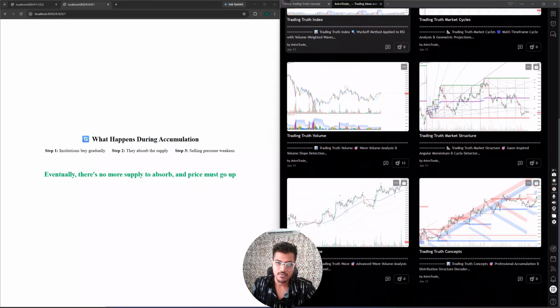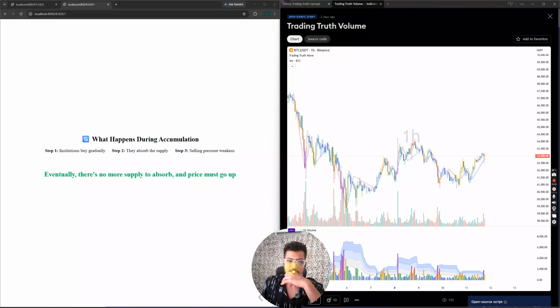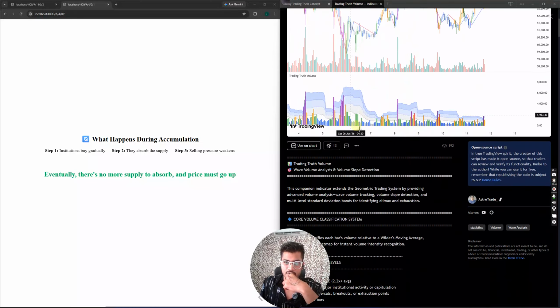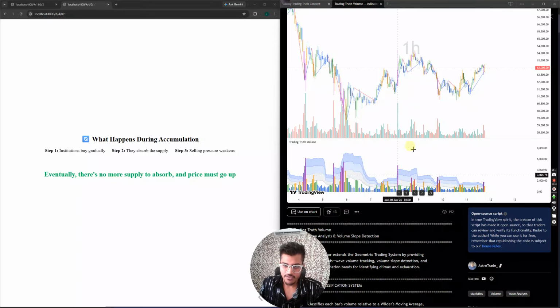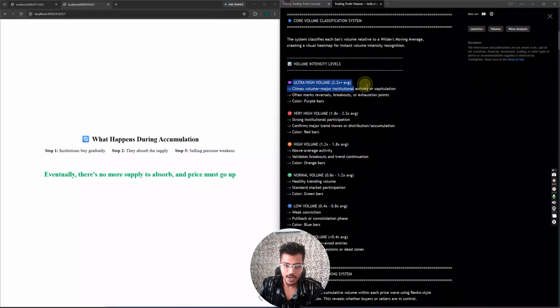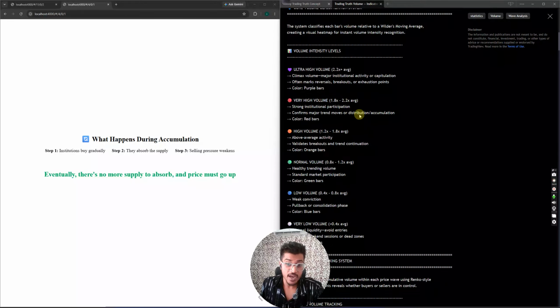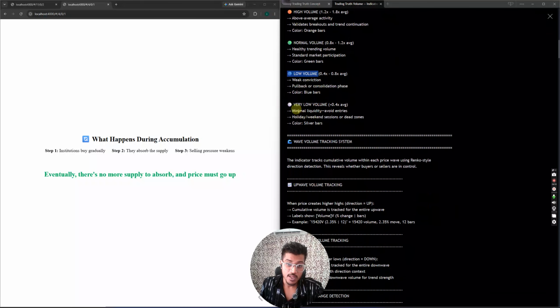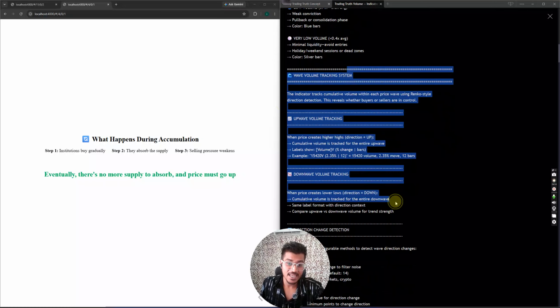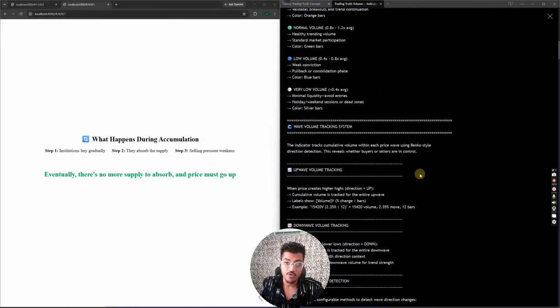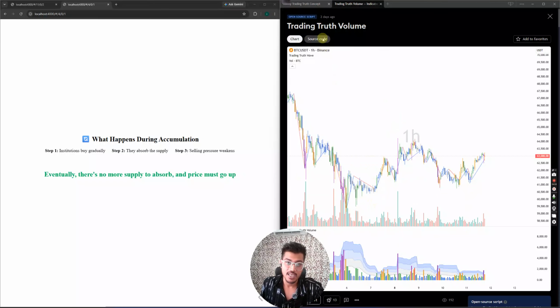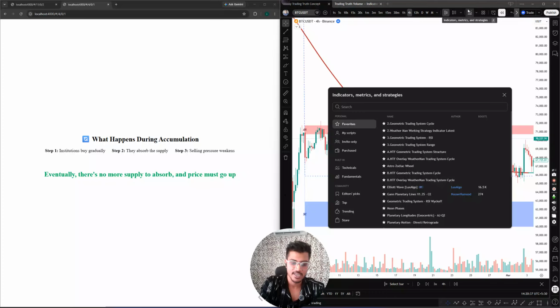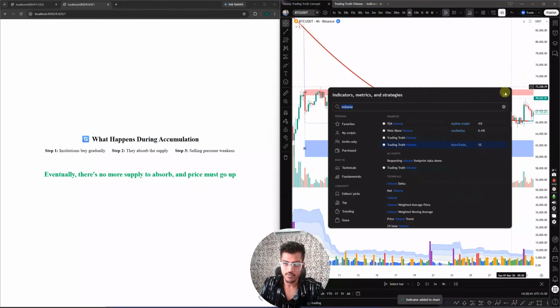So I have volume here. This is called Trading Truth Volume. I open sourced it 2 days ago. You can see how we are giving the name to the face, and you can read all about it. Purple color is ultra high volume, red is very high volume, orange is high volume, normal volume is green, low volume is blue, and silver is very low volume. So you're basically giving a name to the face of those institutional buyers or sellers. Let's add it to favorites, and then go to the chart. I'm going to add this indicator, Trading Truth Volume.